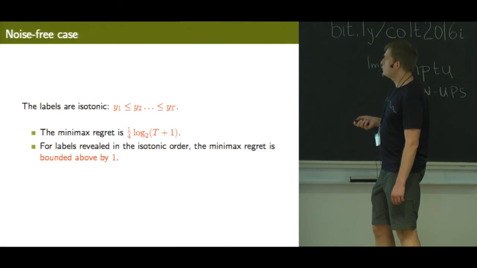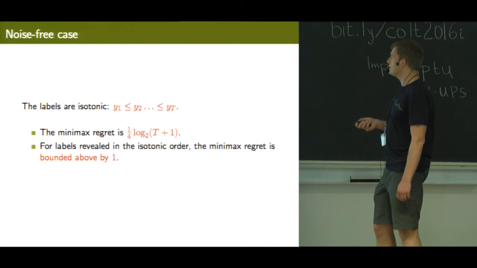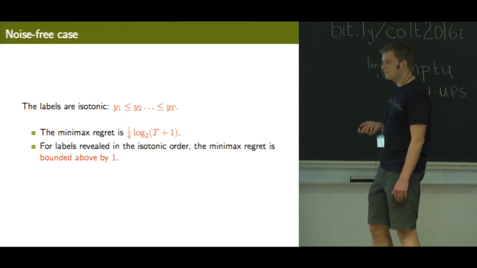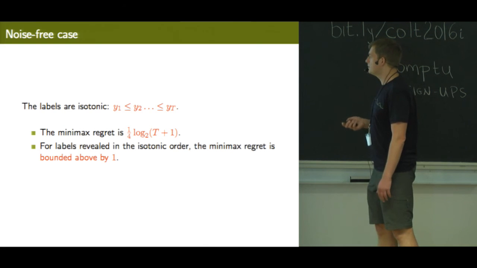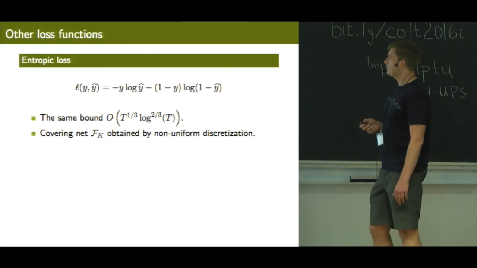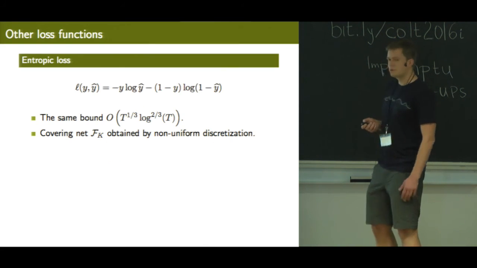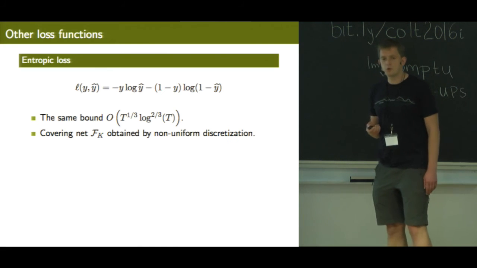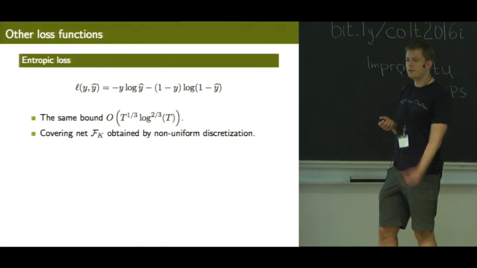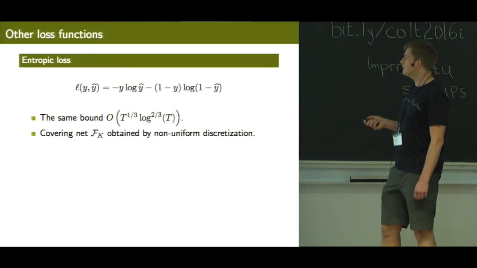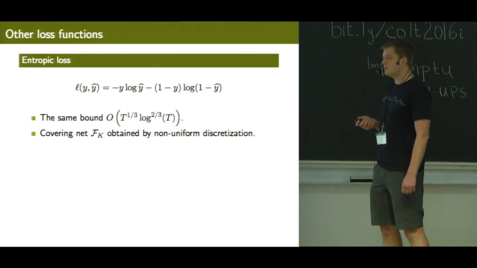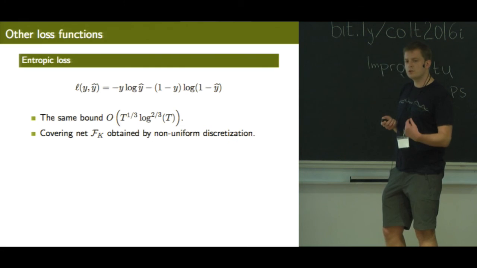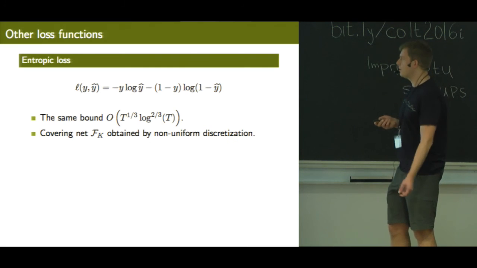And if we simplify this problem even more, if the labels are not only noise-free but also revealed in isotonic order, then the problem becomes really simple and the min-max regret is bounded above by 1. We also considered other loss functions. One was the entropic loss, which is like the expected log loss when we treat the label as the parameter of a Bernoulli distribution. We get the same bound in this case. The only difference is that the covering net needs to be obtained by non-uniform discretization, so you need to choose points more densely closer to the boundary.